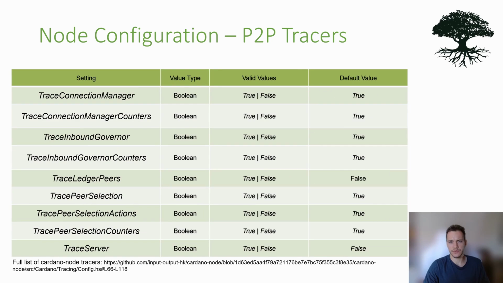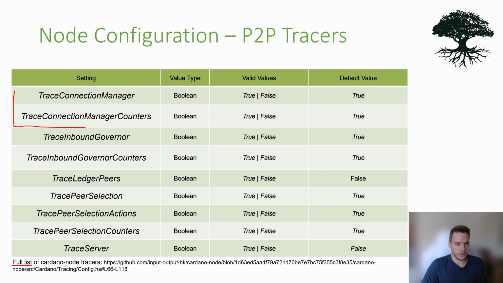And just before that, we'll have a look at the peer-to-peer tracers that were added for the peer-to-peer mode. So these settings control what ends up in our Cardano node log files. I listed some of the ones that I think are most important, but this is not a full list. So if you're interested in a full list, you can go to this link on the Cardano node GitHub, and I'll put the link in the description.